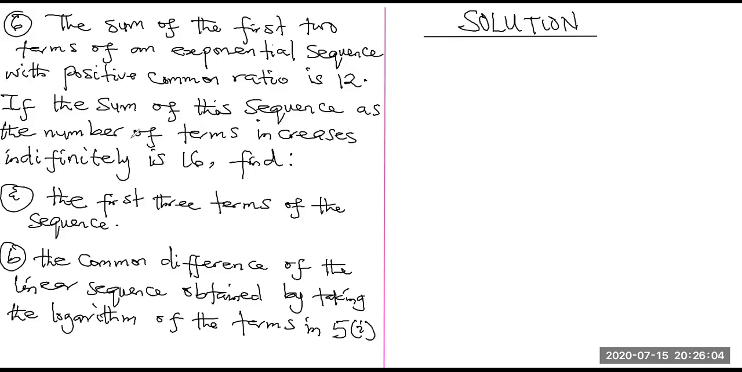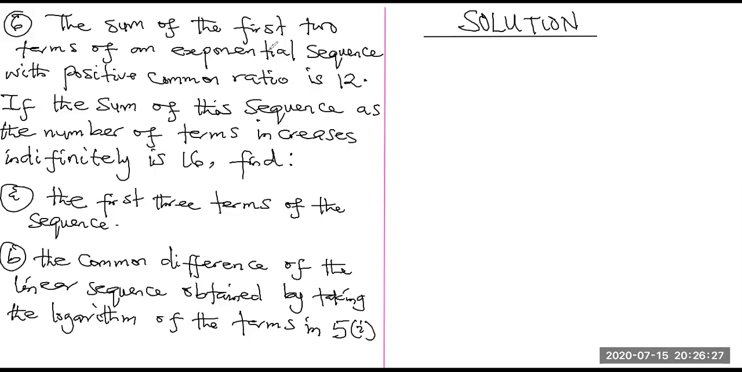What is it talking about? If the sum of this sequence as the number of terms increases indefinitely, that means increasing to infinity, find the first three terms of the sequence, the common difference of this linear sequence obtained by taking the log of the terms in question 5i. Alright, so let's quickly answer the first one first before going to question B.